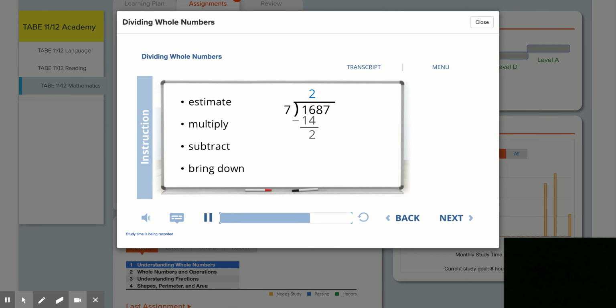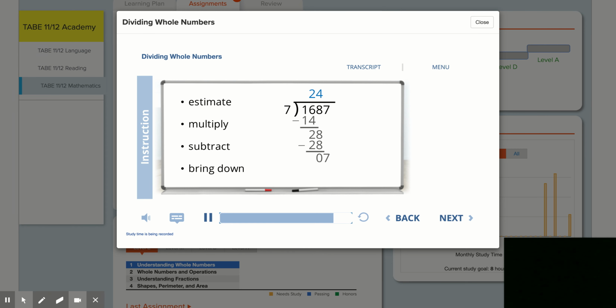Bring down. Now, bring down the next number. Write the 8 next to the 2. Since I'm not done dividing, I'll go through the steps again. 7 goes into 28 exactly 4 times. Write 4 on top. 4 times 7 is 28. 28 minus 28 is 0. Bring down the 7. Repeat the step one more time.